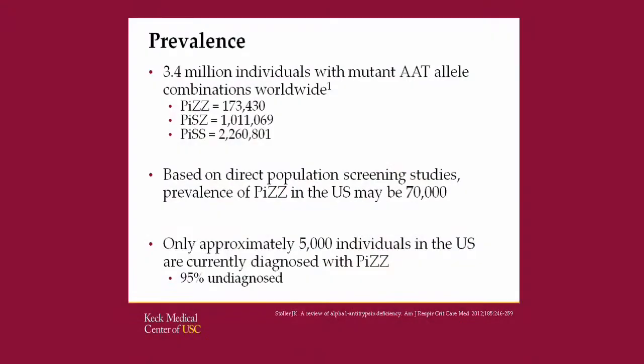The prevalence? Well, there's 3.4 million individuals with mutant alpha-1 antitrypsin combination worldwide. There are different alleles, meaning the combinations of PIZZ, this is one of the higher risk groups, there's 173,000 plus individuals. PISZ, which is intermediate, over 1 million. And based on the direct population screening studies, the prevalence of the higher risk groups is about 70,000. But only 5,000 have been currently diagnosed. So 95% are undiagnosed.